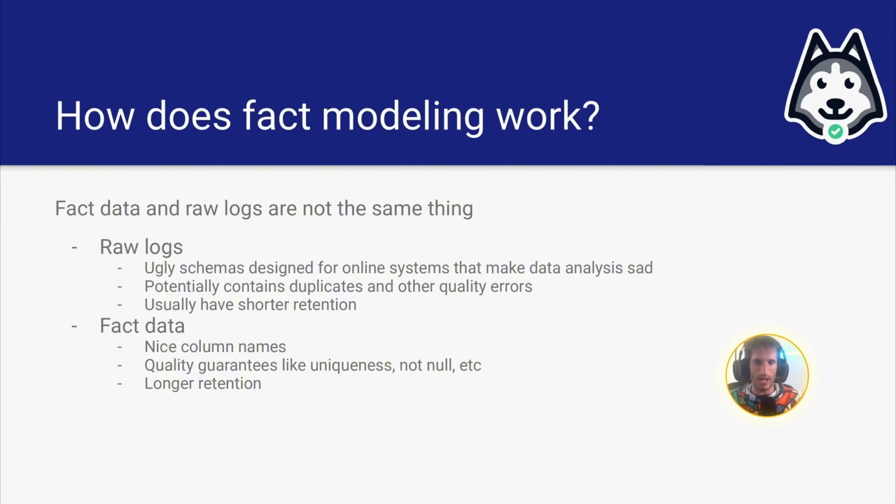That's one of the biggest problems with fact data: you usually have ugly schemas from the online system, and it could contain duplicates and other quality errors. The raw logs don't have any quality guarantees. The fact data is going to have longer retention, nice column names, and quality guarantees. It's going to be just a lot better. The trust in the fact data should be an order of magnitude higher than the trust in the raw logs. And that is one of the biggest things you can do as a data engineer: convert those raw logs into highly trusted fact data.